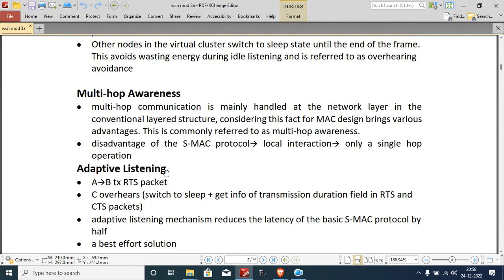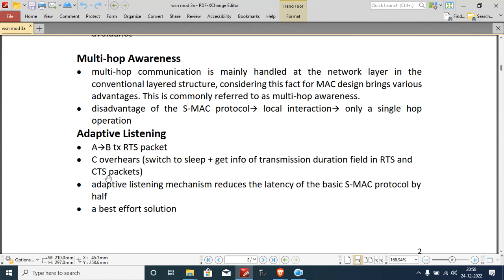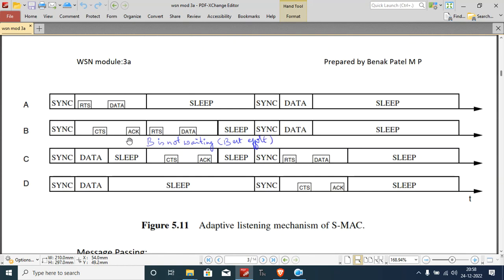Adaptive listening. So basically in adaptive listening we have this best effort kind of case where B, after getting the data, starts to do the four-way handshake signals directly with node C, whereas from C to D it's not happening. Node C is still waiting for node D to wake up. So this is the adaptive listening mechanism of SMAC.